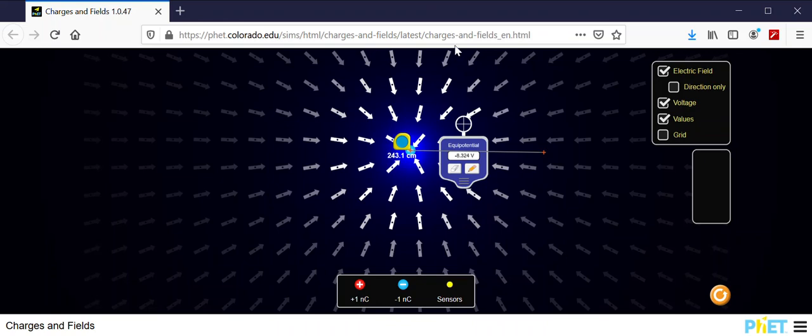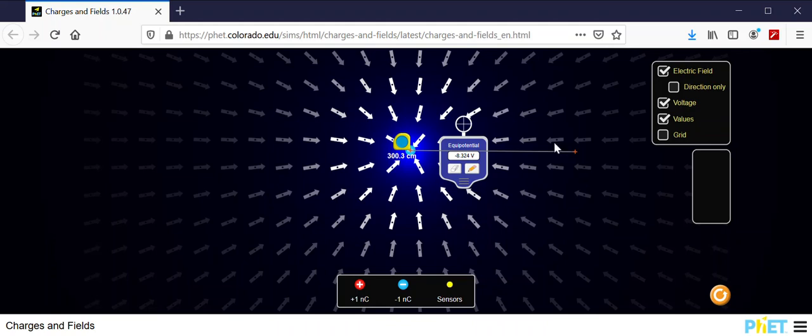So now we need to measure a distance of 3 meters. Here I'm at 243 centimeters, so that's 2 meters and 43 centimeters. So 3 meters will be 300 centimeters. So let's see, where is that? About here. Yeah, so that's 3 meters.